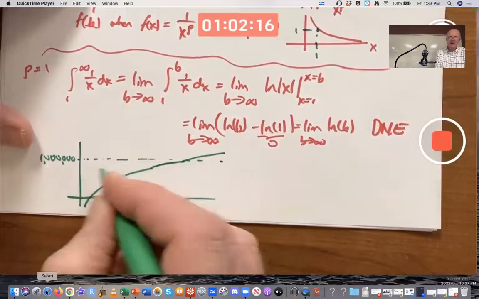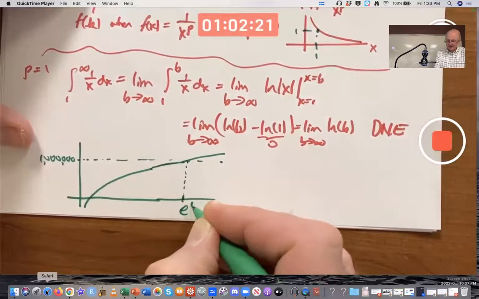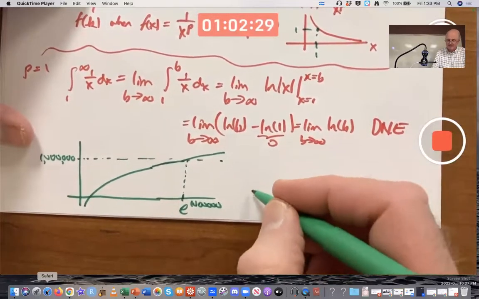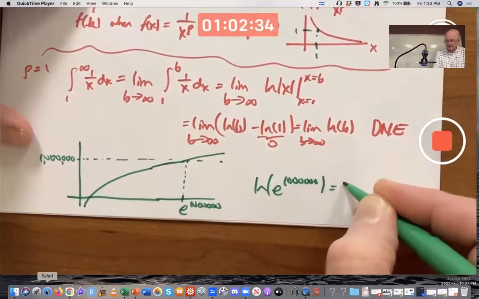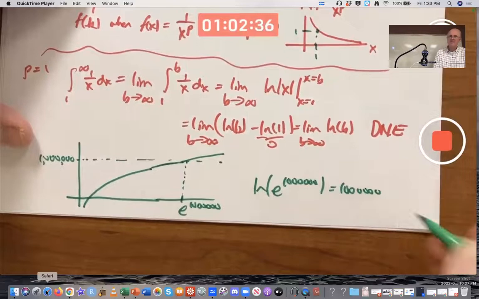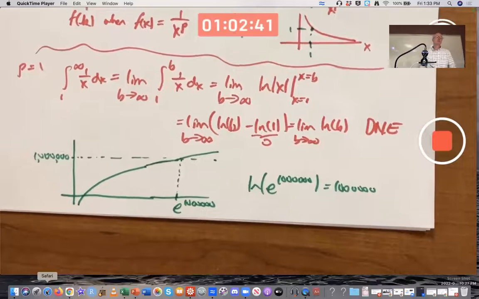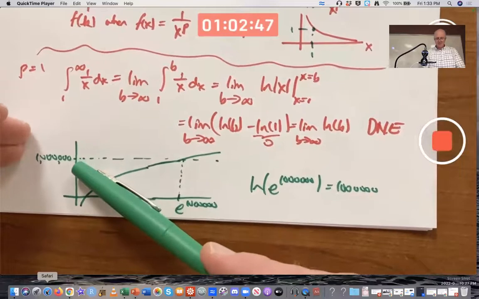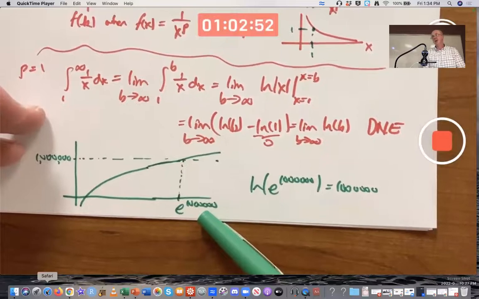If we're talking about a horizontal line at a million, how big does the input need to be? It needs to be e to the million, which, of course, is humongous, but that's how big it needs to be. It's still finite. Why? Because natural log of e to the million is a million. And natural log of e to the million plus 1 is a little bit bigger than a million. That's going to be true no matter how high it is. If the line's at a googol, let the input be e to the googol.